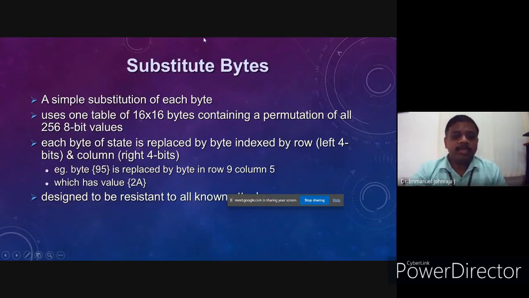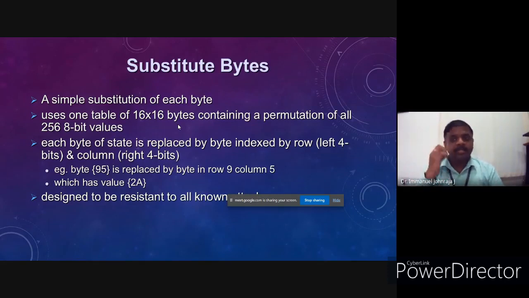It uses a table consisting of a 16 by 16 byte table. In the case of DES, you remember the S-Box contained 4 rows and 16 columns, but here it is 16 by 16 bytes. It contains all the 256 8-bit values, so 256 one-byte values are permitted in the S-Box. How are we going to locate a value?